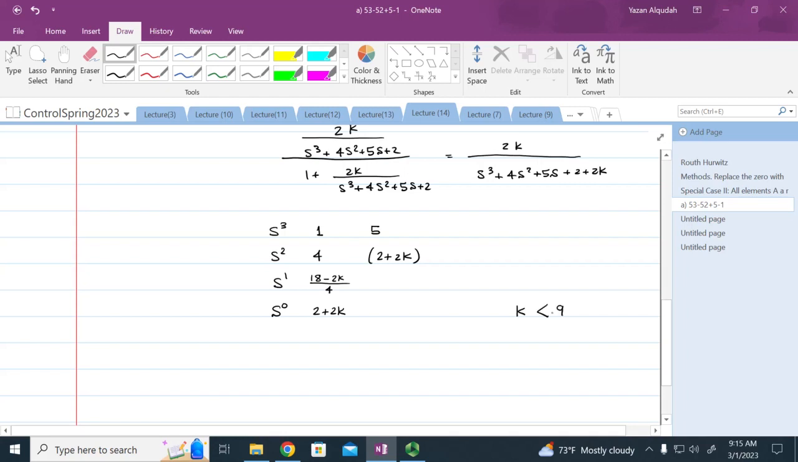When am I going to have a sign change here? When it is less than -1. This is -5, this is going to be negative. So therefore, k between -1 and 9 to ensure the system is stable.